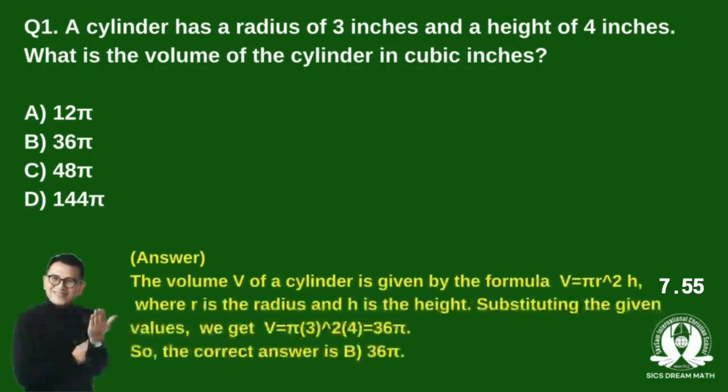The volume V of a cylinder is given by the formula V equals pi r squared h, where r is the radius and h is the height. Substituting the given values, we get V equals pi times 3 squared times 4 equals 36 pi. So, the correct answer is B, 36 pi.